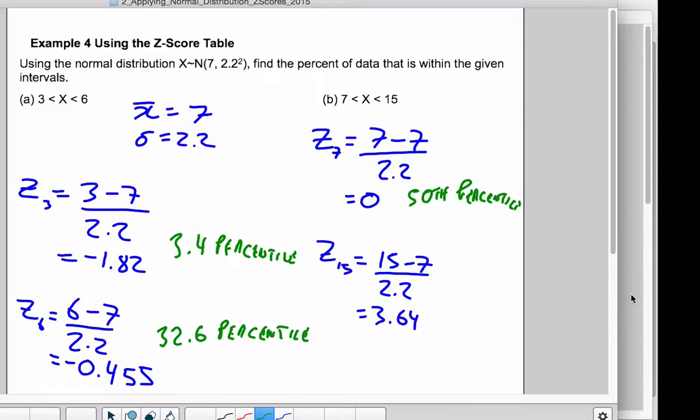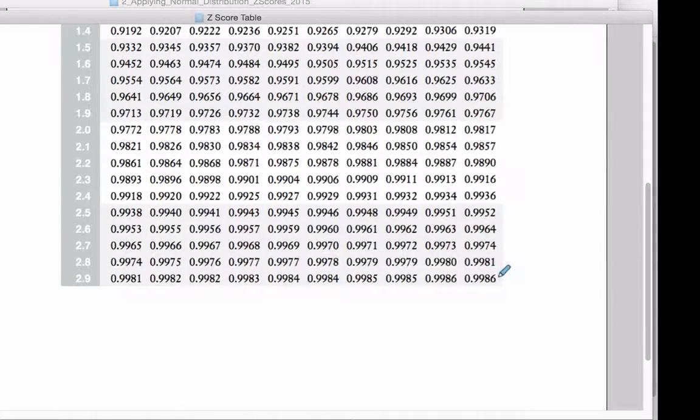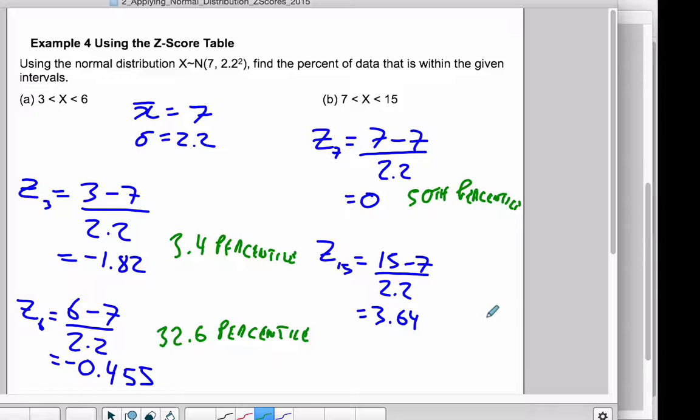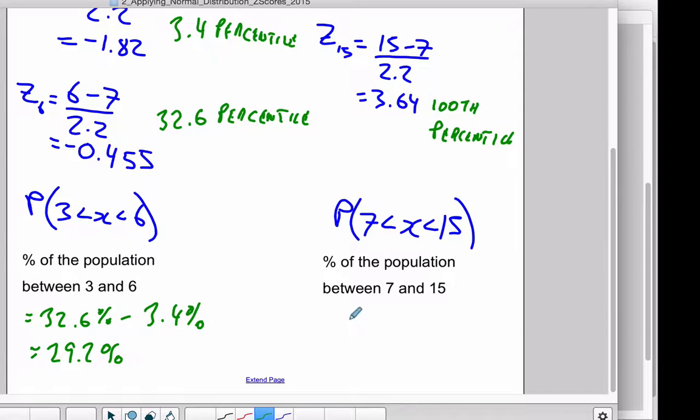And for 3.64, again, this is going to be off our z-score table. But if you look here, we're getting pretty close to 100%. So for all intents and purposes, anything over z-score 3 represents the 100th percentile, that there are very few data values up at that range. So this is the 100th percentile. And so this means that approximately, 100 will be the value of the percentile for 15, and we're going to subtract 50%. So that means that half of the population, or 50% of the population, or the probability of selecting a fish within this range out of the lake, is 50%.